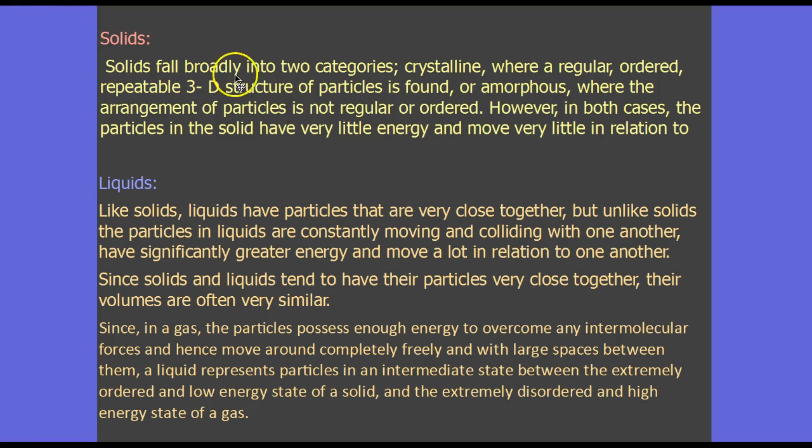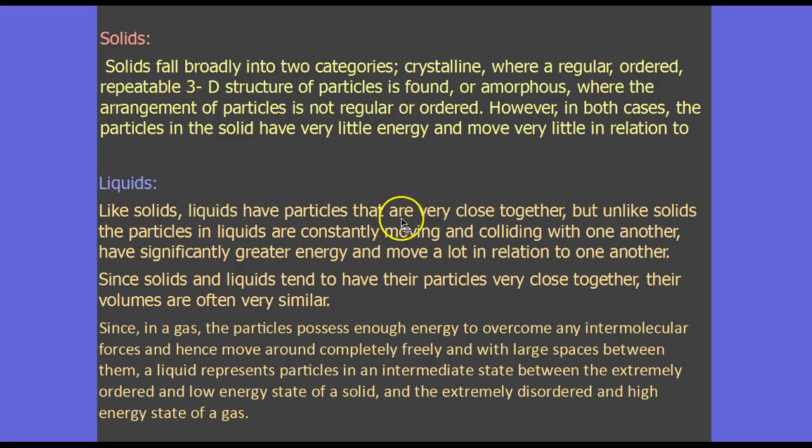Solids fall broadly into two categories. Crystalline, where a regular, ordered, repeatable 3D structure of particles is found, or amorphous. A means without, and morph means shape, so without shape, where the arrangement of particles is not regular or ordered. However, in both cases, the particles in the solid have very little energy and move very little in relation to the other particles.